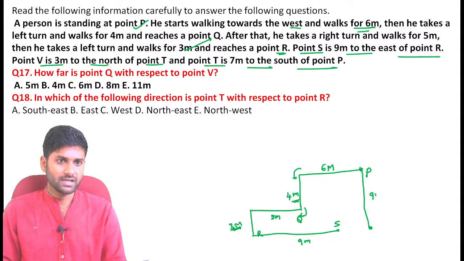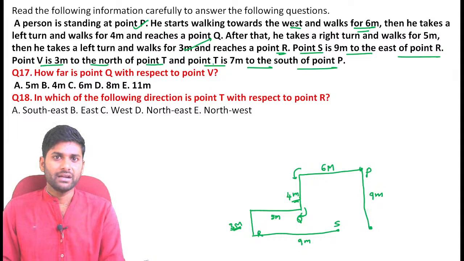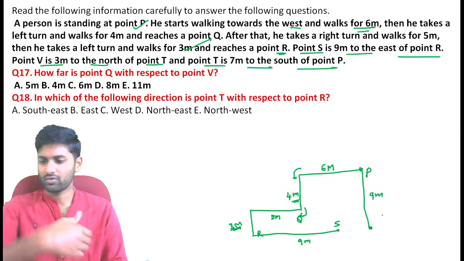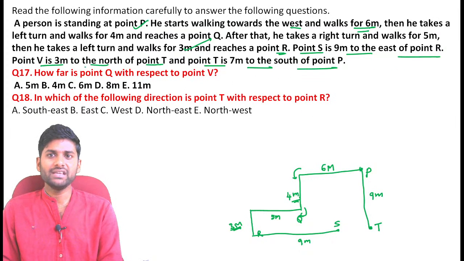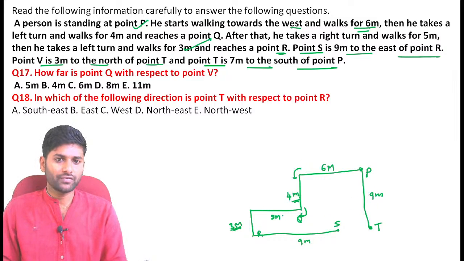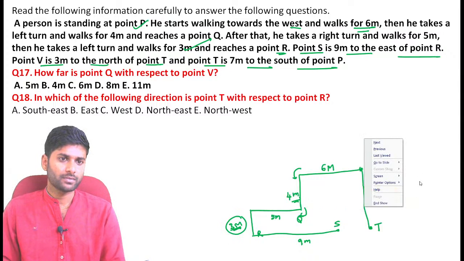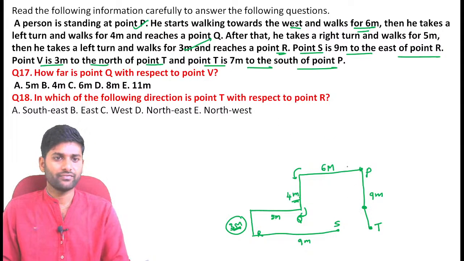See, so this is the 9 meters. What is the point? T is 7 meters south of P. South is always represented downwards, no? So definitely this is point T. T is the south of P. Now you just connect the previous. V is the north of T. That is exactly 3 meters. We just make it as this line, guys. Why? Because this is the 3 meters distance, no? This is the point. You just consider it as V, guys.